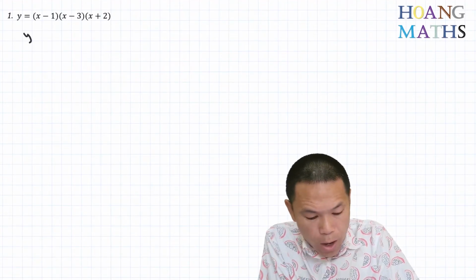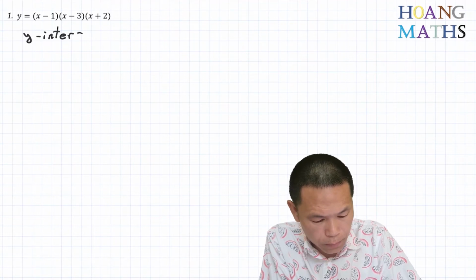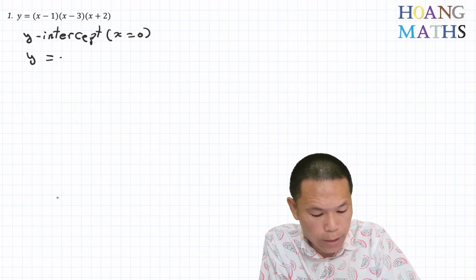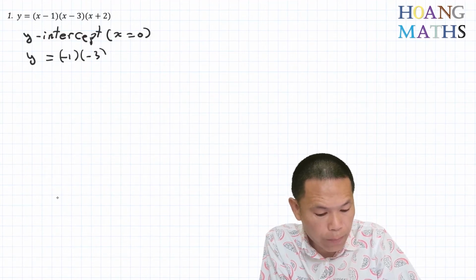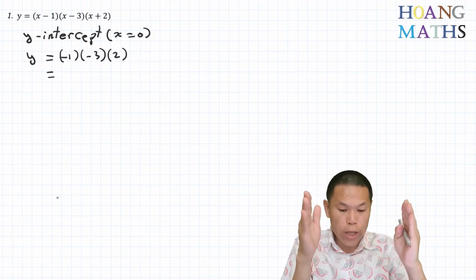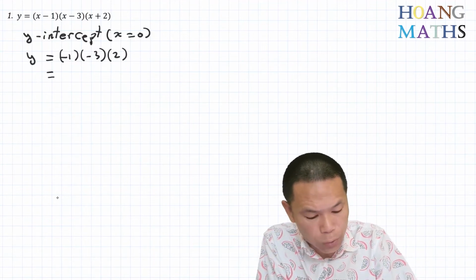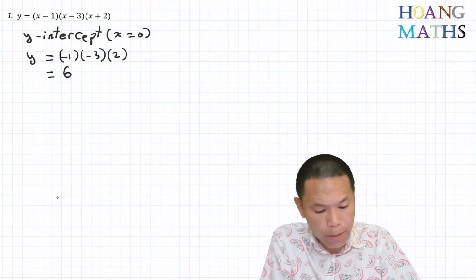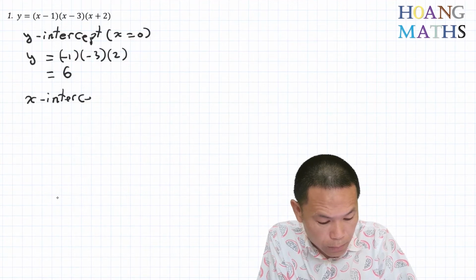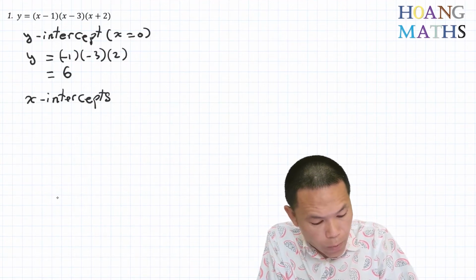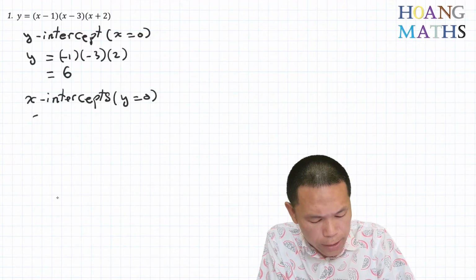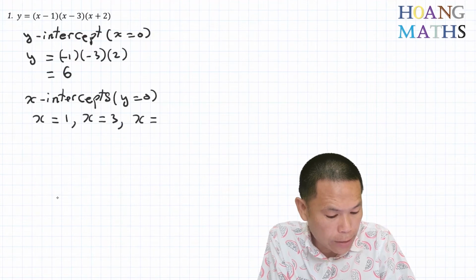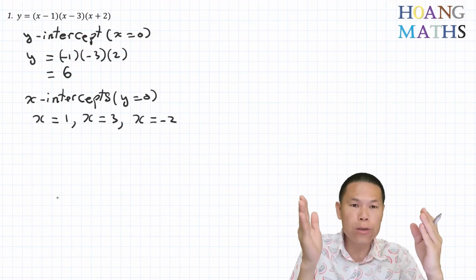So the first one, y-intercept. That means when x is equal to 0, so y must equal negative 1 and negative 3 and times 2. So 2 negatives together give you a positive. So 2 times 3 is 6, times 1 is 6 as well. So it's 6. And then the x-intercept is when y is equal to 0. So that is x is equal to 1, x is equal to 3, and x is equal to negative 2. So that's all you need to do for now.